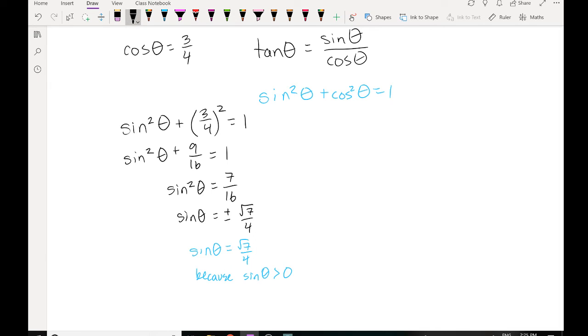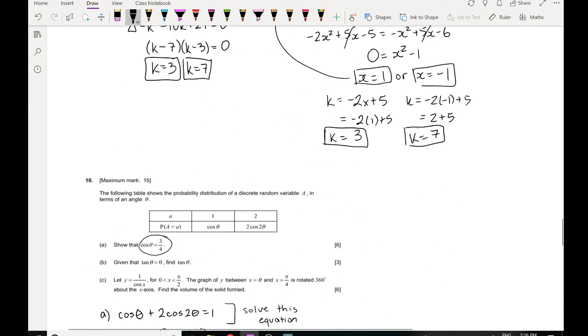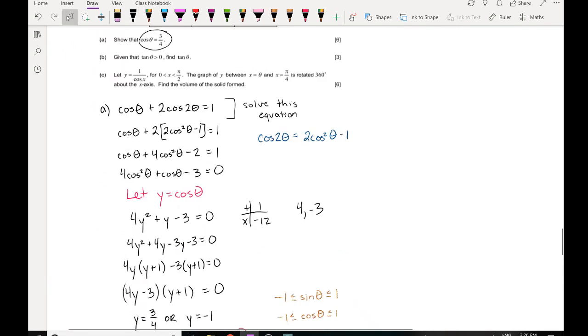So now that I know this, I can pop that back into the equation for tan. So that was my first step. This is going to be my second step. Tan theta will be equal to sine theta, which is root 7 over 4, divided by cos theta, which is 3 over 4. So tan theta is root 7 over 3. And I think that's all it wanted, right? Find tan theta. Yep.